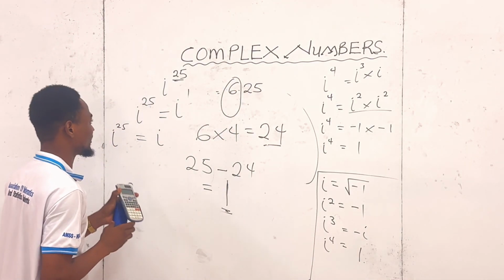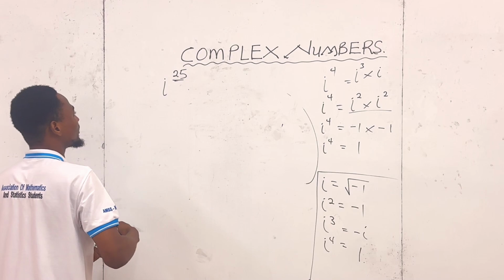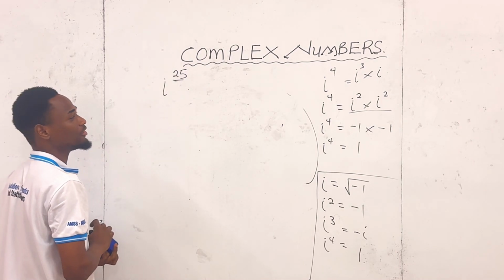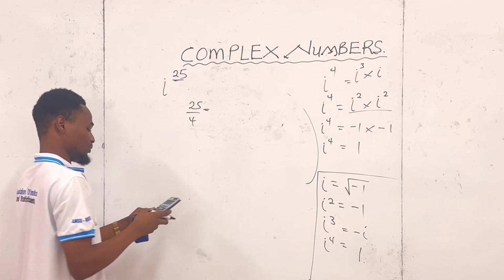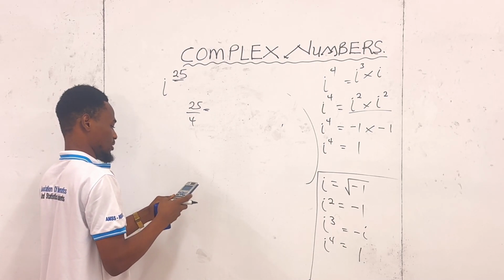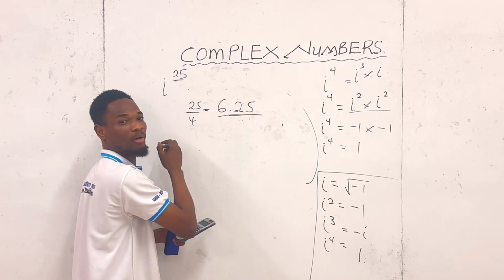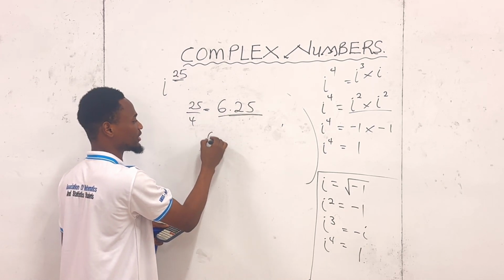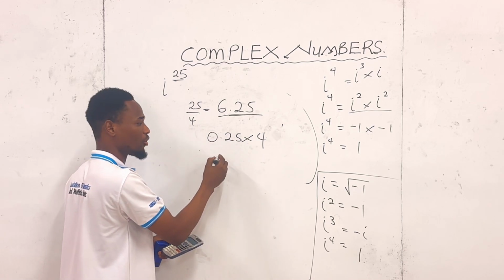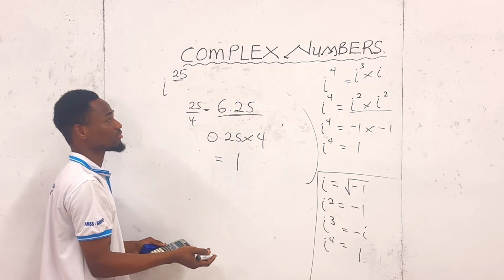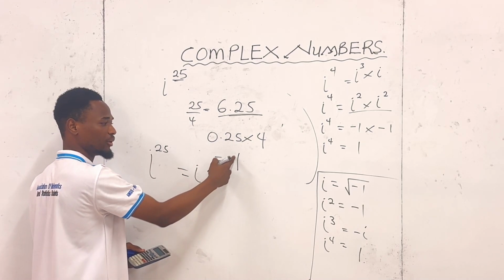So let's try that alternatively. We have i exponent 25. If I divide 25 by 4, you are getting 6.25. This time around, I'll pick the decimal part, which is 0.25, times my 4. So 0.25 by 4 straight away gives 1. So i raised to power 25 is equal to i raised to power 1, which is i. As simple as that.